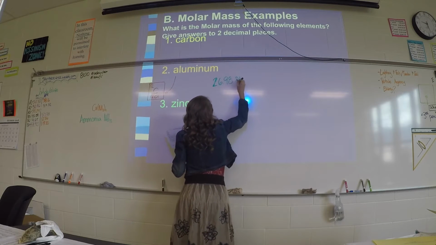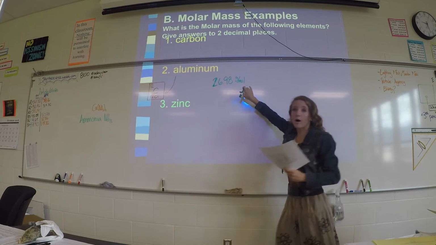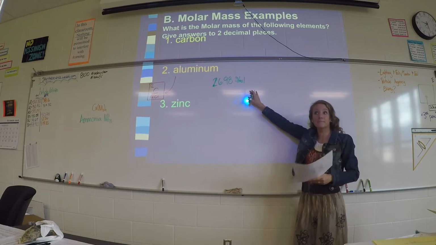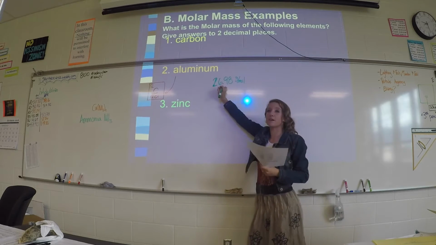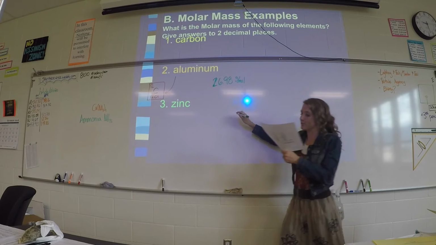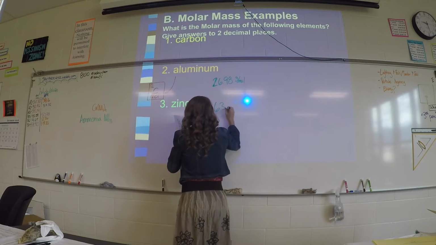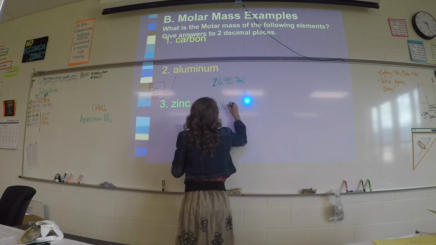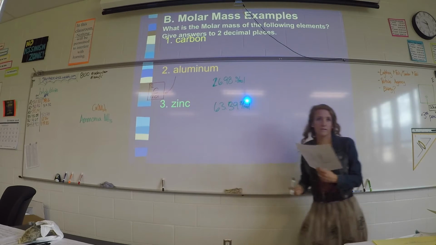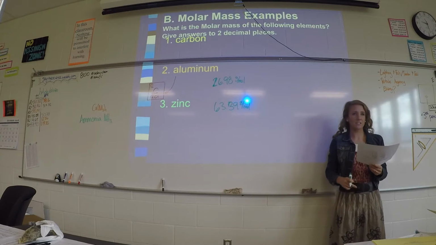26.98 grams per mole are your units. It's a 2-unit answer. It's not just grams. That's how many grams there are in 1 mole of aluminum. Okay, for zinc, you should have 63.39 grams per mole. Okay, questions on these?